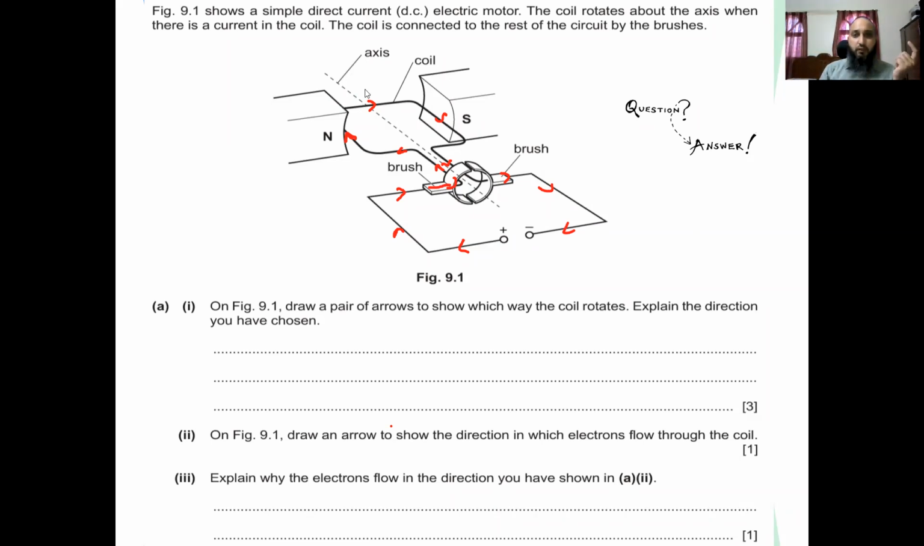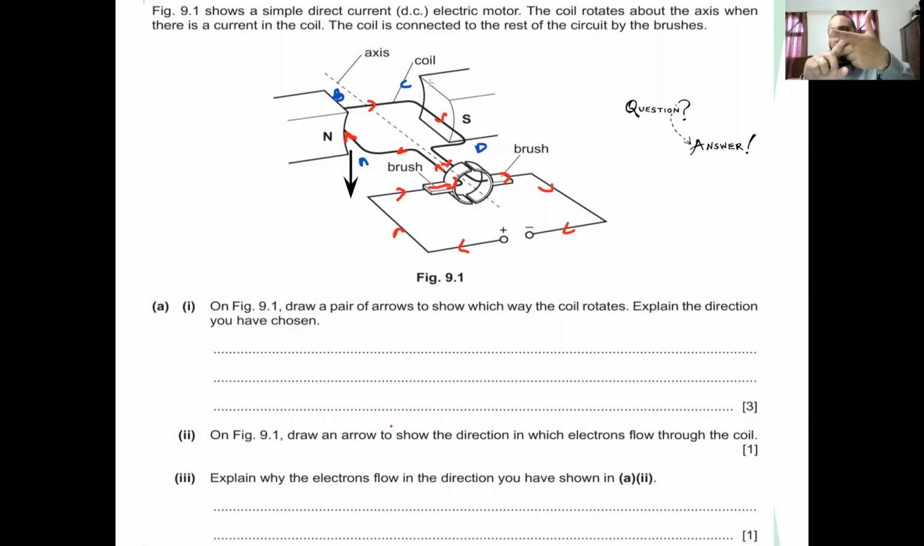If I label the sides, on my left-hand side it is A and B, and on the right-hand side it is C and D. My index finger is pointing towards south. My second finger represents the direction of the current from A to B. So what is the direction of the force? The direction of the force for A and B is downward. And what is the direction of force for C to D? It is obvious that it will be opposite if we work out one.